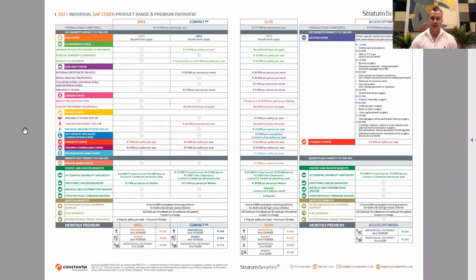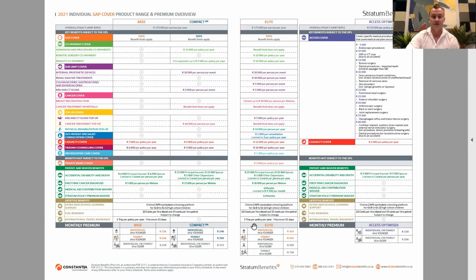But off the bat, you can look at the bottom of the screen. You can see that there are different price ranges for these three different options. For the base, you're looking at 226 Rand for an individual, and then 266 Rand for a family of 64 or younger. And once it's over the age of 65, as you may know, the premiums are inflated, and it will be 439 Rand. Then you have 248 Rand for an individual on compact 300.